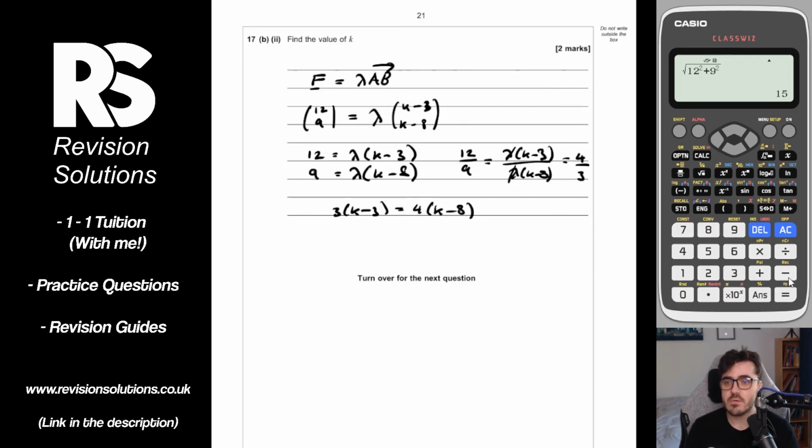And then this is a simple equation to solve, just expand out and rearrange. So 3k minus 9 equals 4k minus 4 times 8, which is 32. So minus 32. Then k is going to equal minus 9 plus 32. That is 23.